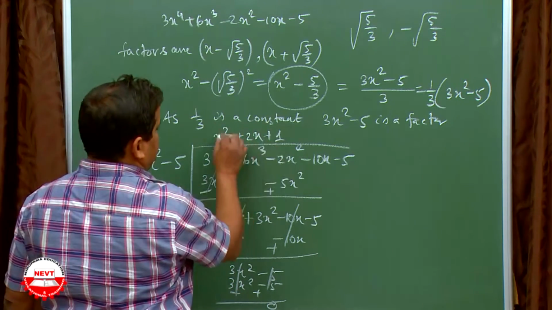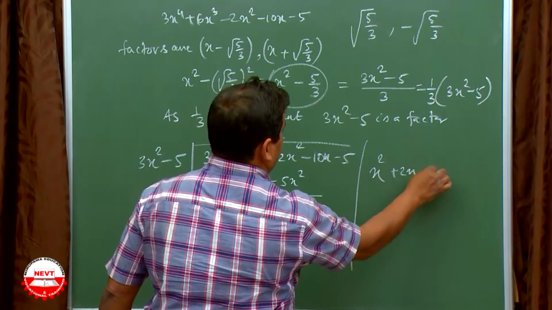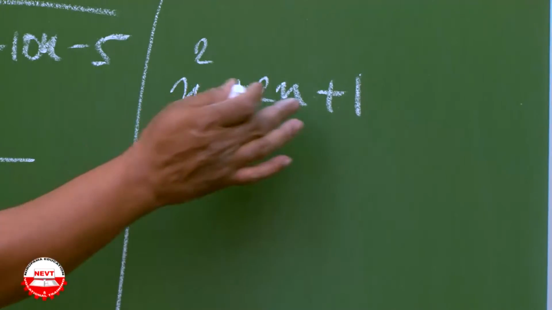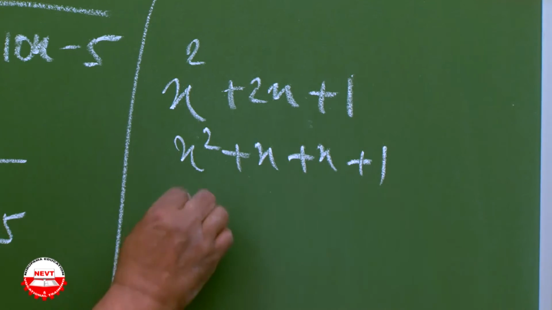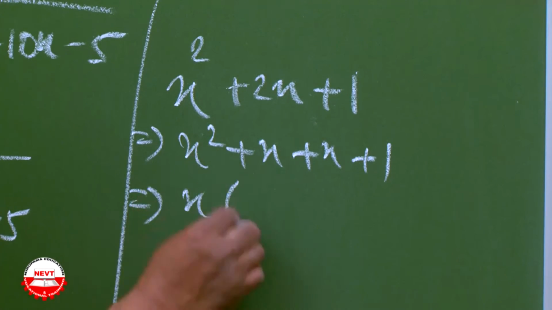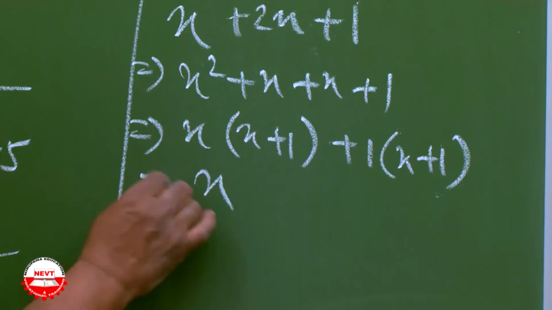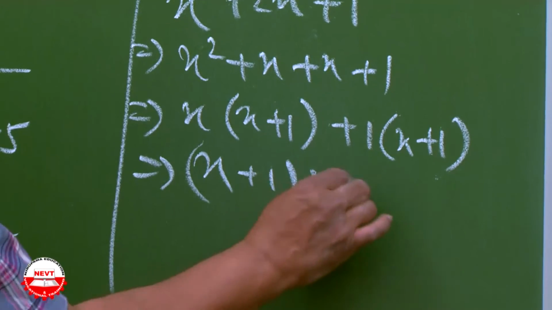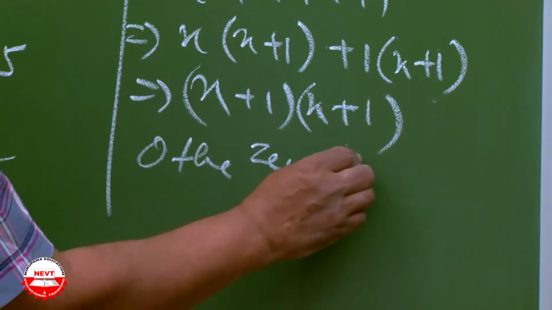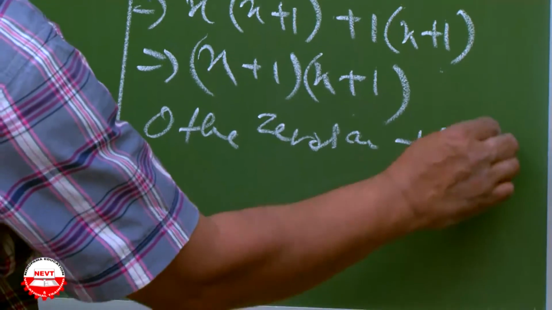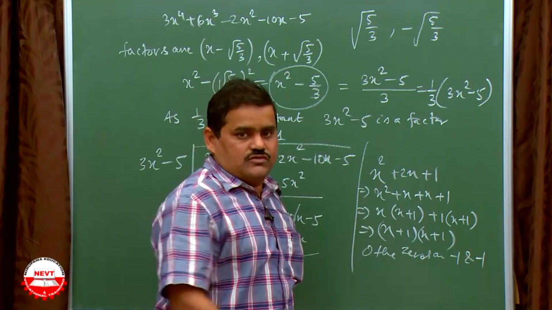So what is the quotient here? x² + 2x + 1. Factorize it. Either it is (x + 1) whole square, or split the middle term: x² + x + x + 1. Take x as common, it will be x + 1. Take 1 as common, it will be x + 1. So (x + 1)(x + 1). So the other zeros are −1 and −1. Okay? So 4 zeros: this is 1 zero, this is 1 zero, and these are another 2 zeros.